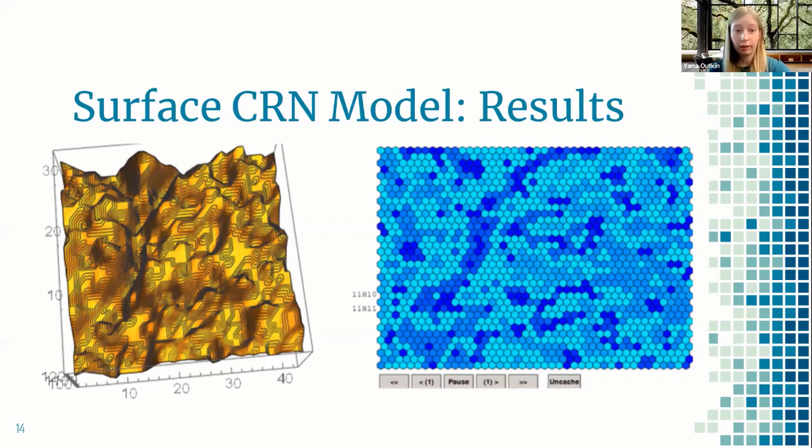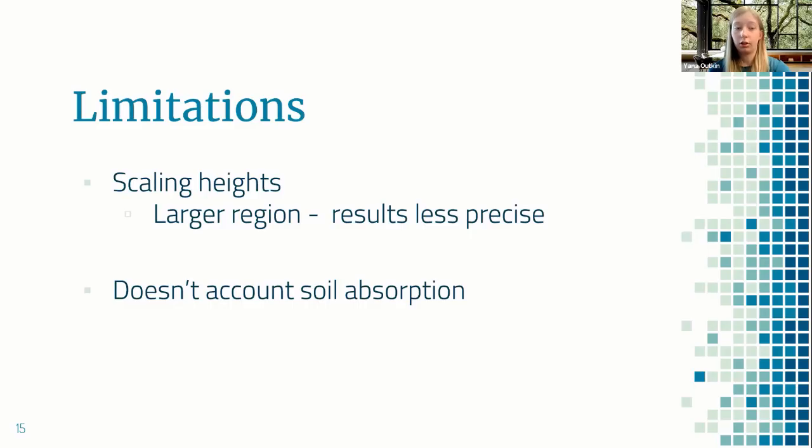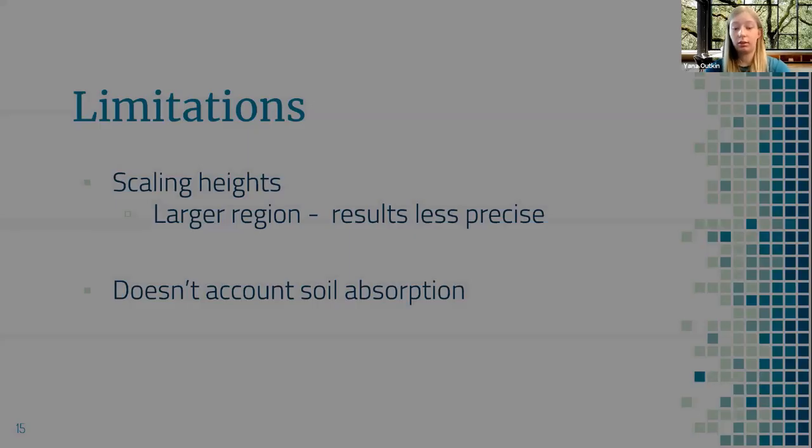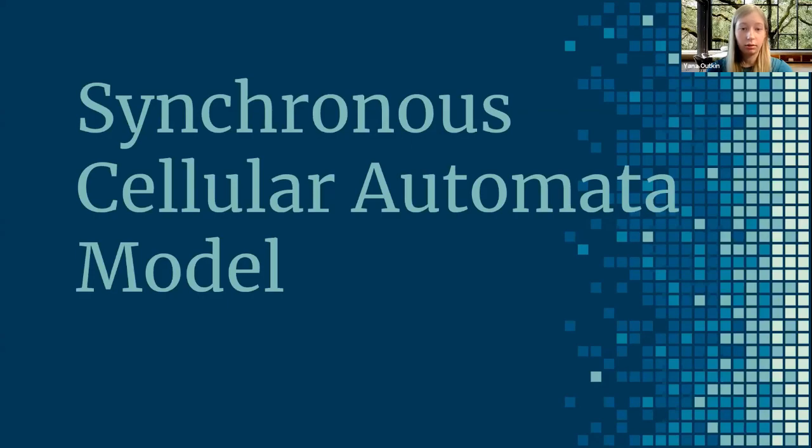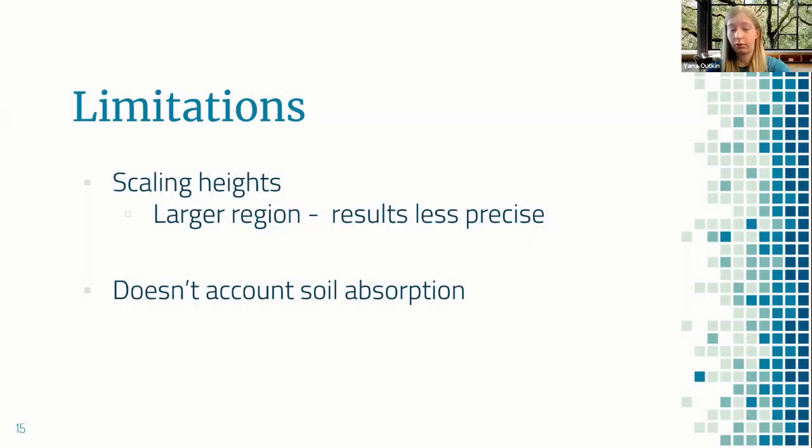So the main limitation of the surface CRN model is the scaled heights. So for a larger region, the total elevation difference will most likely be greater, and then each of the scaled heights would have to account for a greater elevation range, and as a result, water would be more equally spread out across the region, even though it should accumulate in more specific places. Also, this model doesn't account for soil absorption because that's difficult to incorporate in the CRN framework.